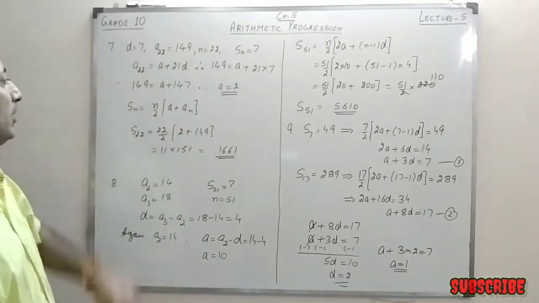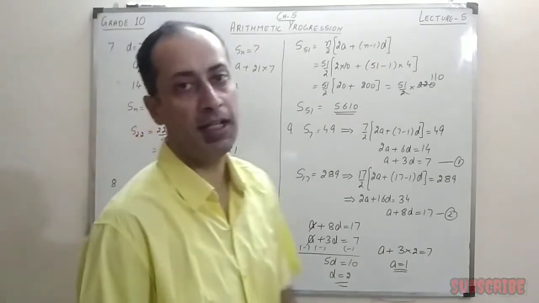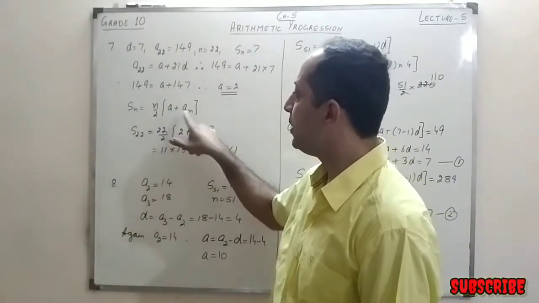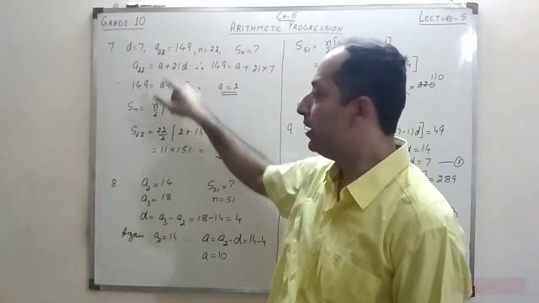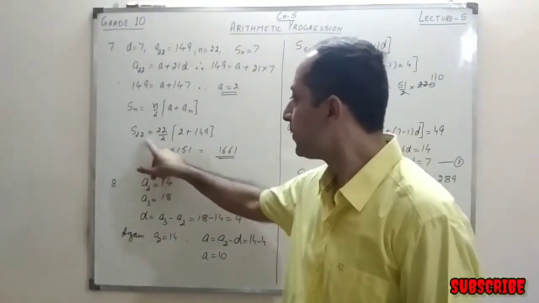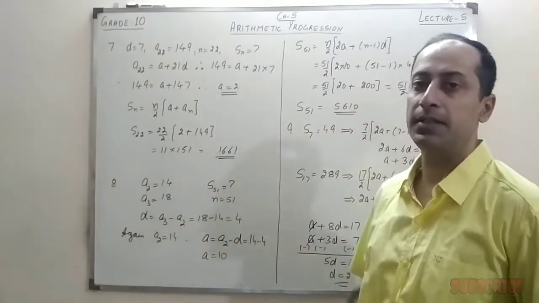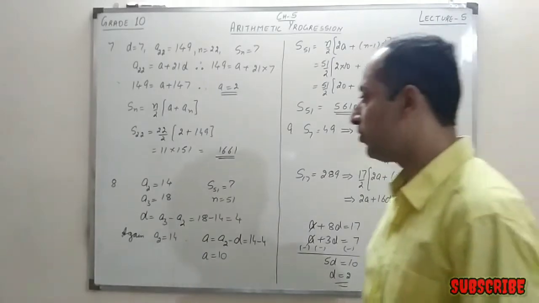Next step, we have to find the sum of 22 terms. So we'll apply the formula Sn is equal to n by 2 into a plus an. Now why have I applied this? Because n is 22 here, it means it will be a22, and a22 is given to me, right? So that is why I have written this. So I substitute the values and I get the sum of 22 terms as 1661, right?